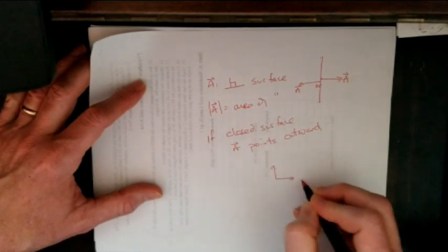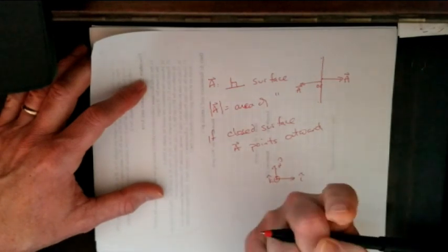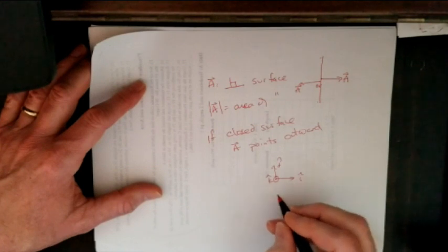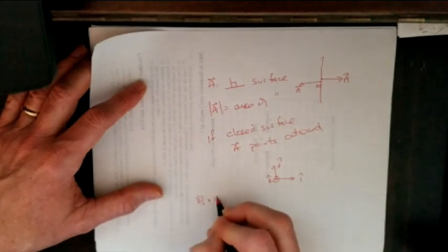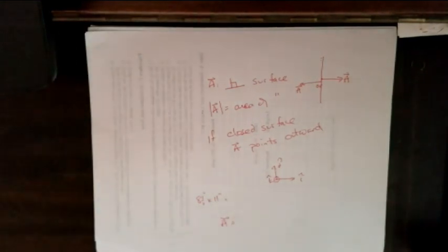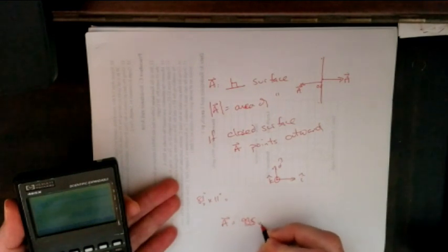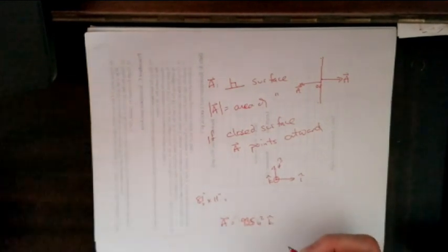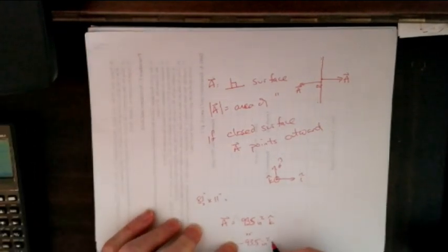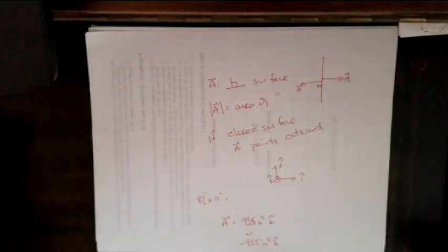So if I have my coordinate system of I, J, and then K coming up towards us, this is an 8.5 by 11 piece of paper. These are inches. So my area vector for this piece of paper would be 93.5 inches squared in the K direction, or negative 93.5 inches squared K. So it's in the positive K or negative K direction.